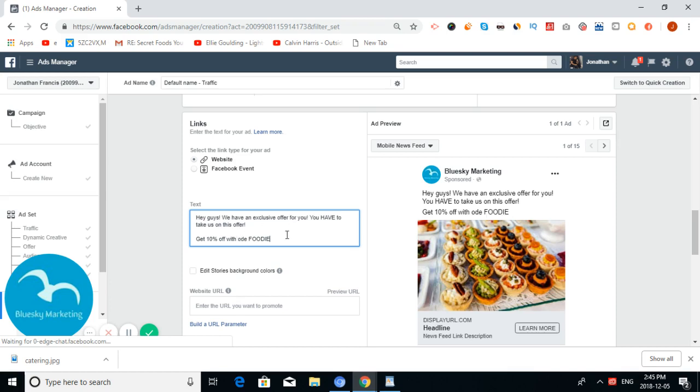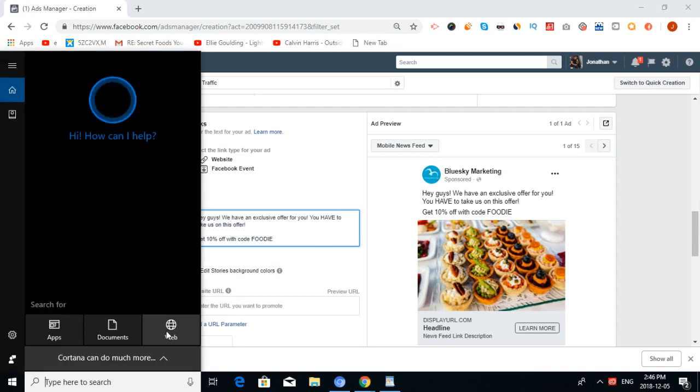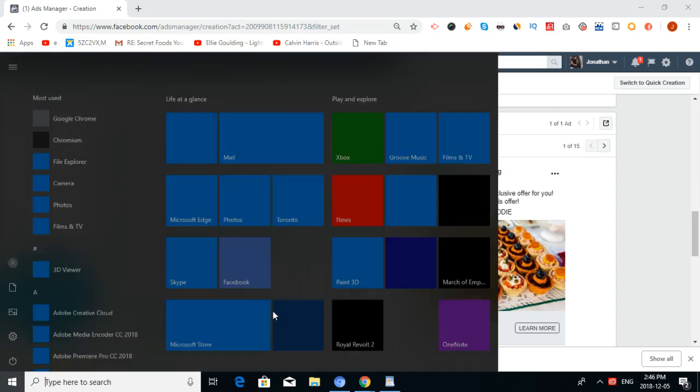So as you see here, everything is uploaded right here on the ad. And you could also scroll through and see the ad preview on different feeds. I'll show you that in just a second. But this is how the ad looks so far. So as you scroll down a little bit, sorry about that.